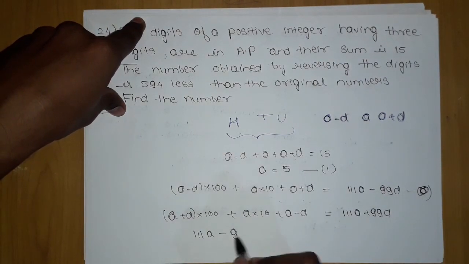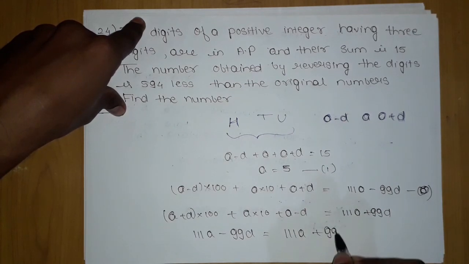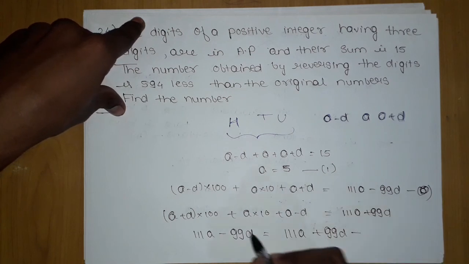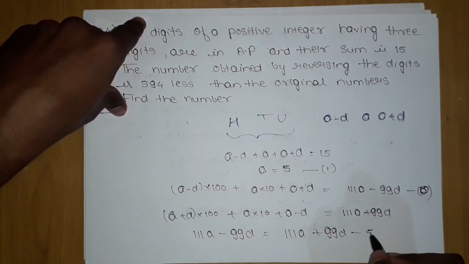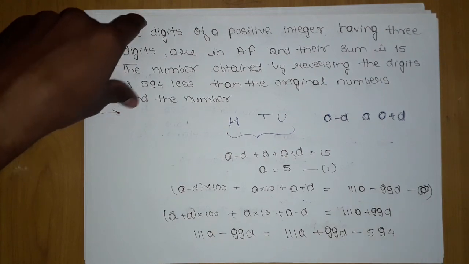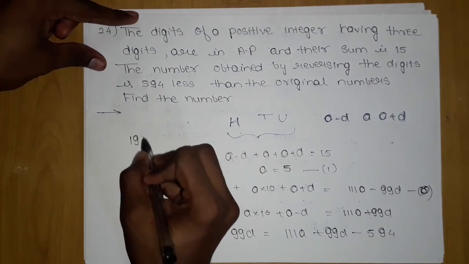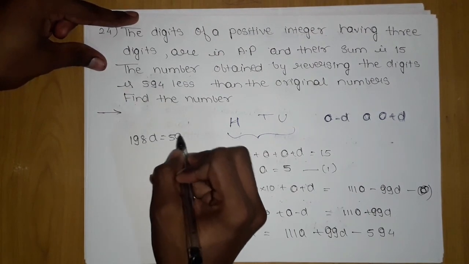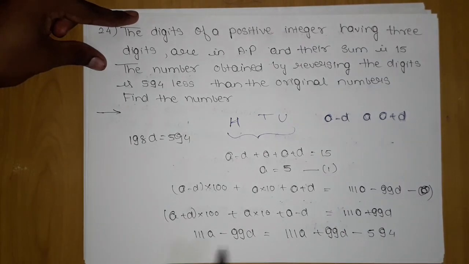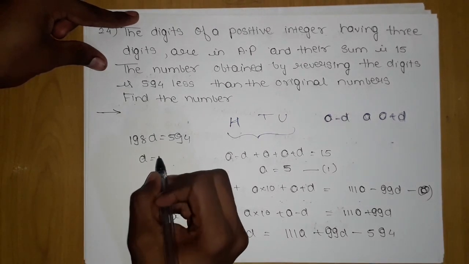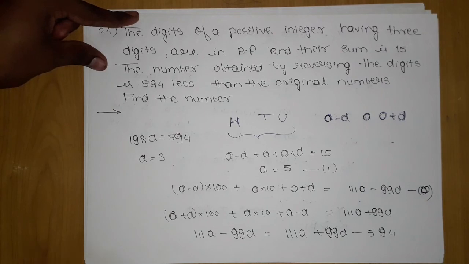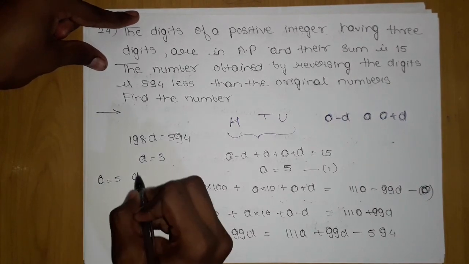So 111a minus 99d is 111a plus 99d plus 594, this is 594 greater, so if I bring it here it will become minus. We have the a value, so after solving we will have 198d equal to 594. These will just cancel out, which will give me 198d, so d is what we are getting, 3. We have a is equal to 5 and d is equal to 3.